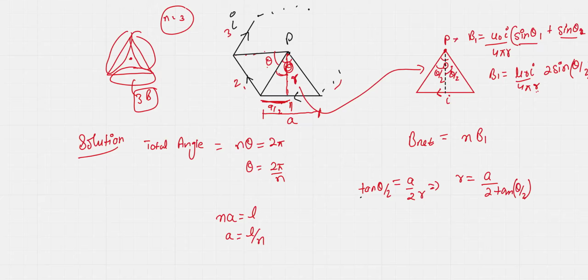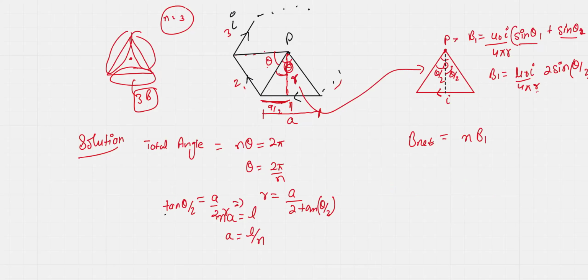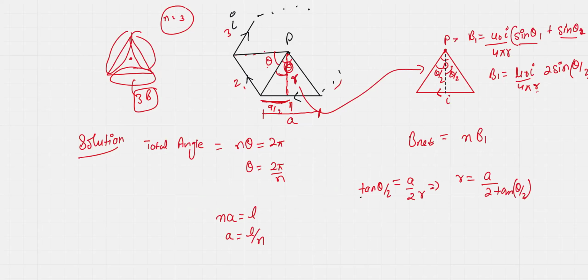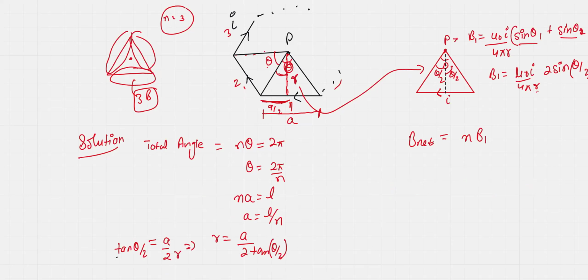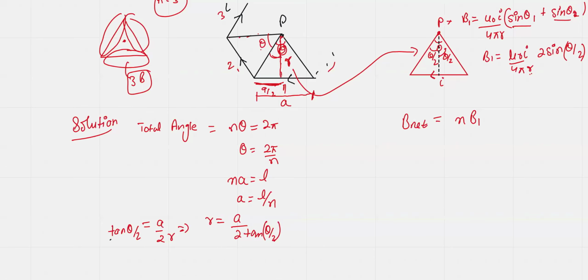And also we have got the value of a. What is that a? This value. So let's keep all these calculations aside. From here you can see it. Now this r comes out as L by 2 times tan of theta by 2, multiplied with n. This is the value of r.